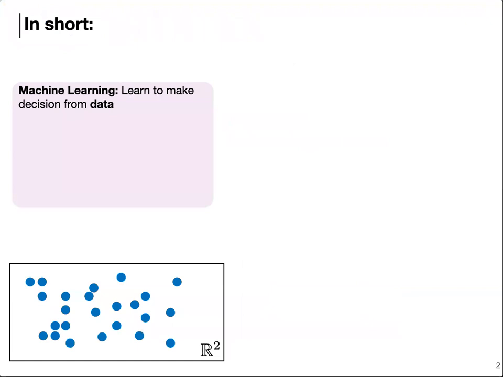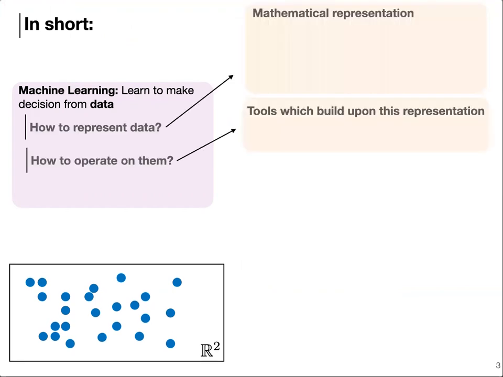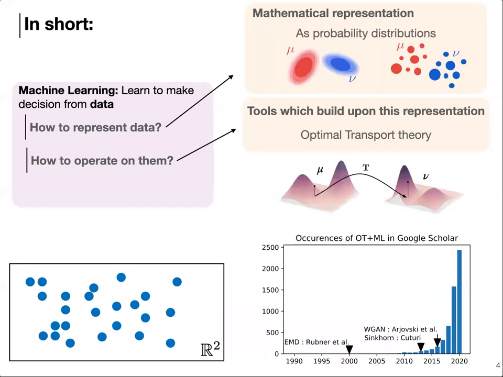Okay, so in short, I will be discussing a very generic machine learning context where we need to make some decision with respect to data. And usually when it comes to machine learning, you can ask yourself two questions. The first question is how to represent the data, what are the data and how to operate on them. To tackle the data, we choose a mathematical representation, which is a probabilistic representation of the data.